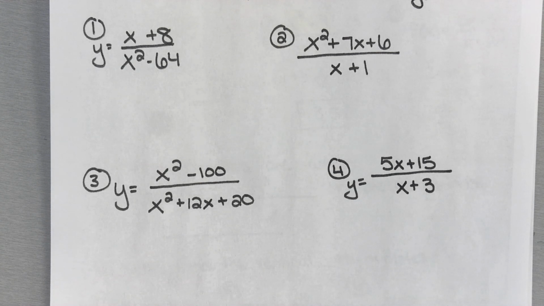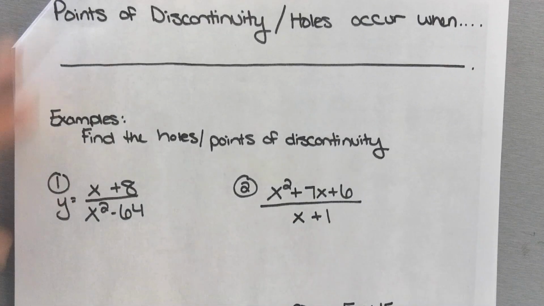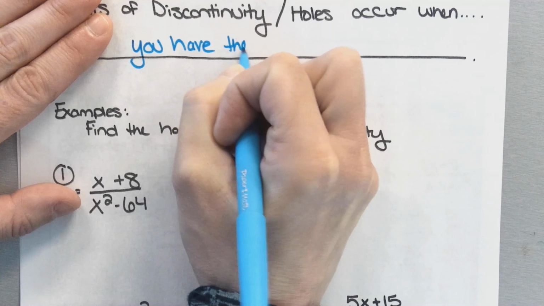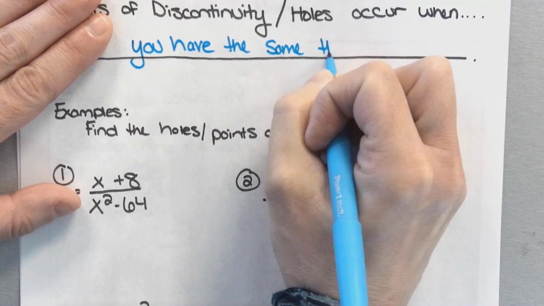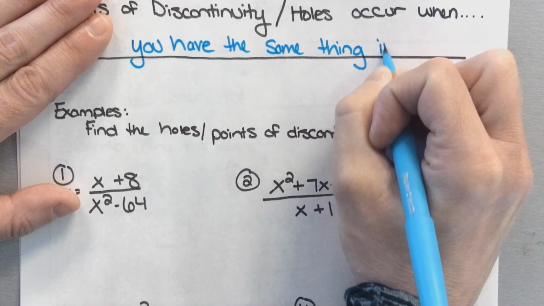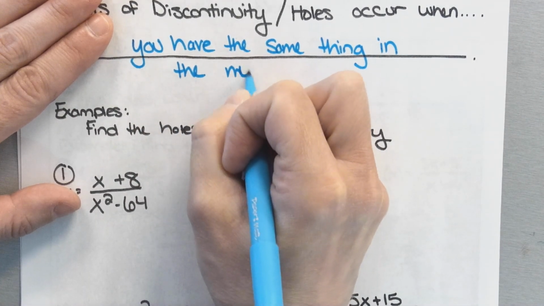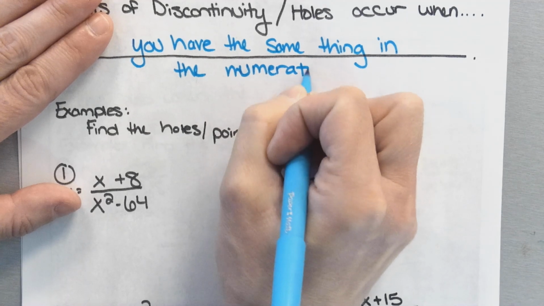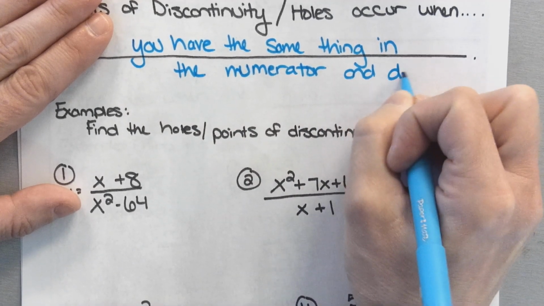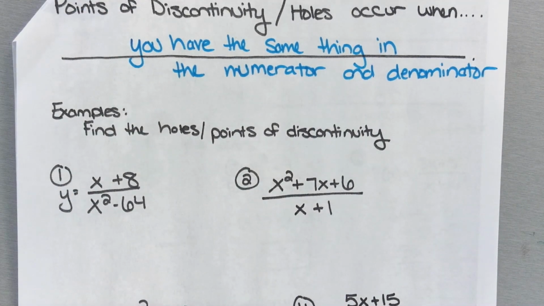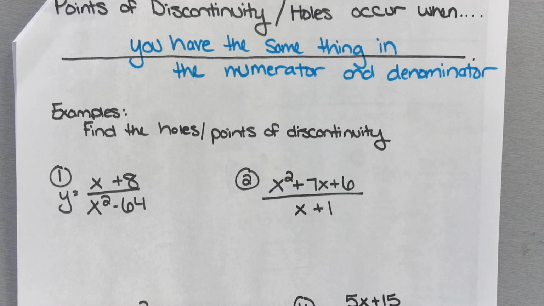This video is something. Okay, points of discontinuity or holes occur when you have the same thing in the numerator and denominator. So this is when you have the same thing, and I'll tell you what I mean by same thing in just a minute.